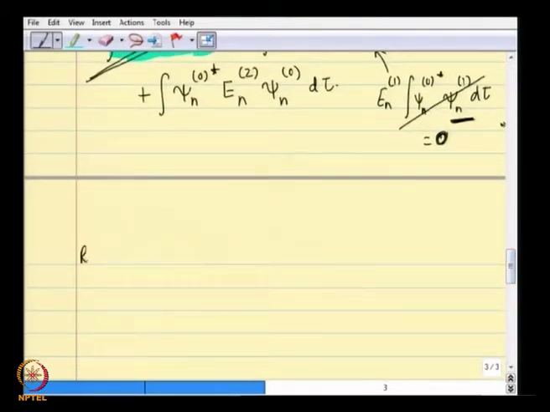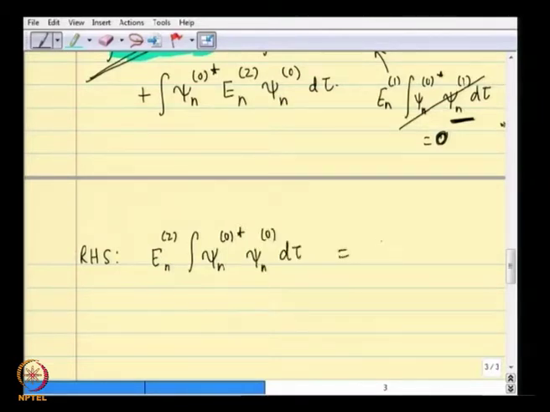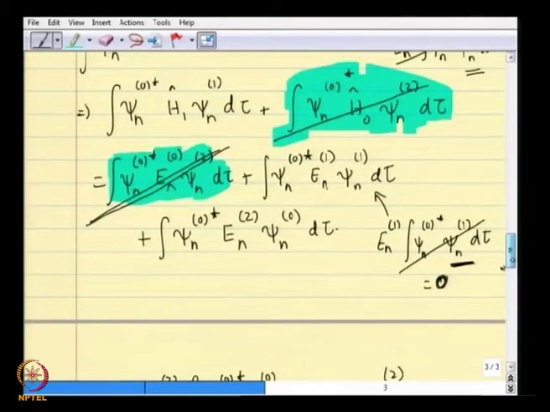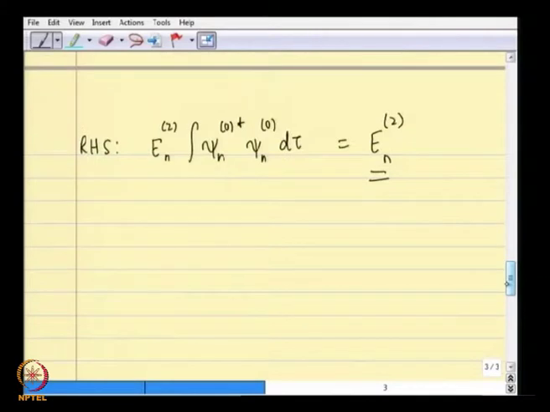Therefore, if we write the right hand side first, En2 times the integral psi n0 star psi n0 d tau, we know that this integral is equal to 1, and therefore, the right hand side has only one term, the second order correction that we are looking for. What does the left hand side contain? It contains again only one term, namely this term psi n0 star h1 operator psi n1 d tau.